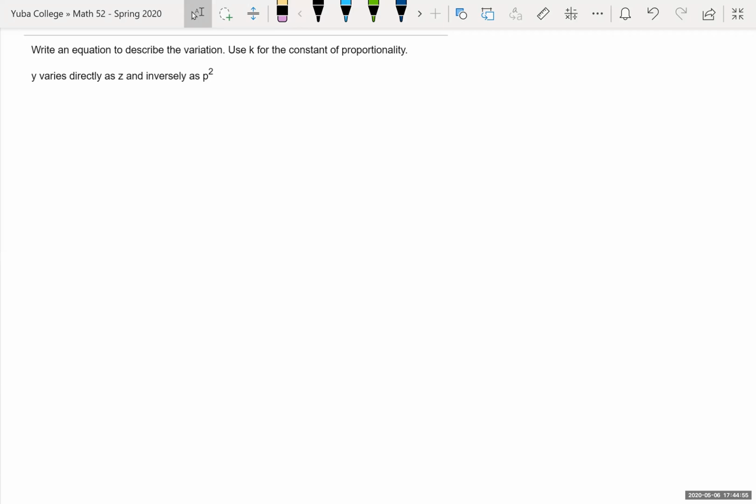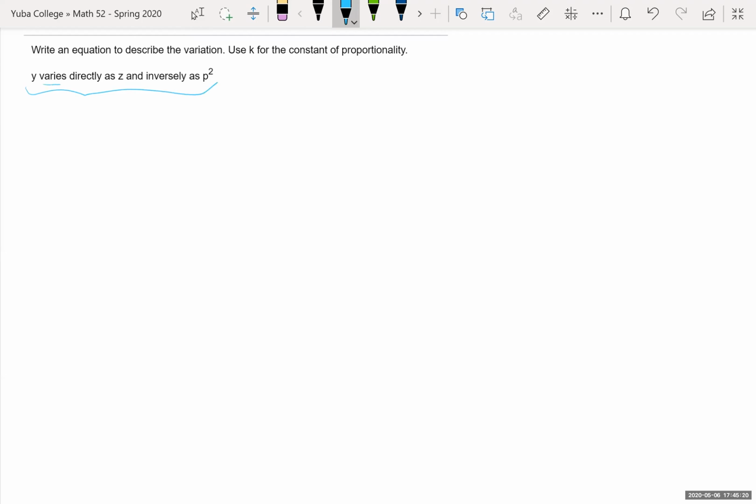So now we're going to look at some variation problems. This one is pretty straightforward. It just wants you to write out what the generic equation would be. It says write an equation to describe the variation. Use k as the constant for the proportionality. So all we're doing is writing out the variation problem, and it says y varies directly.